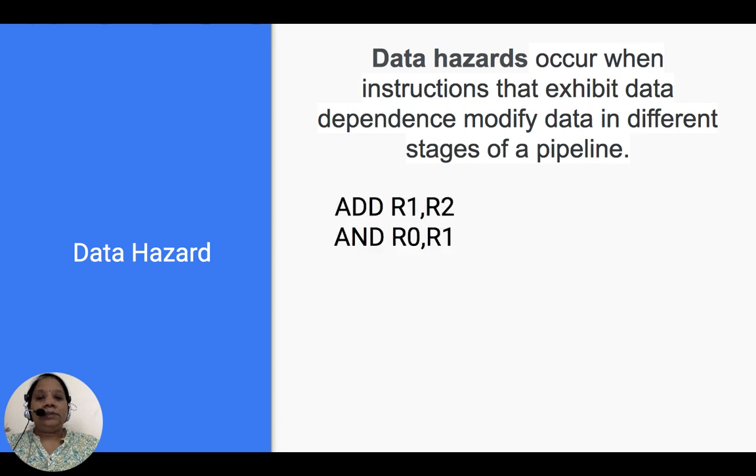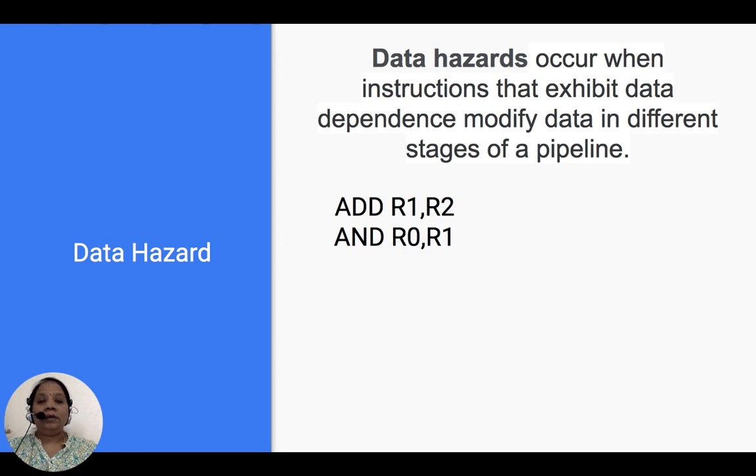Now let us take these two instructions. Add R1, R2. What happens in this first instruction? The first data is taken from R1, the second data is available in the R2 register, which is also taken, added, and the result is stored back in the R1 register. Now the second instruction is an AND operation, a logical operation. You are ANDing two values: the first value is available in the R1 register, the second value is available in the R0 register. So you take the two values from R0 and R1, perform a logical AND operation and store the result in R0.